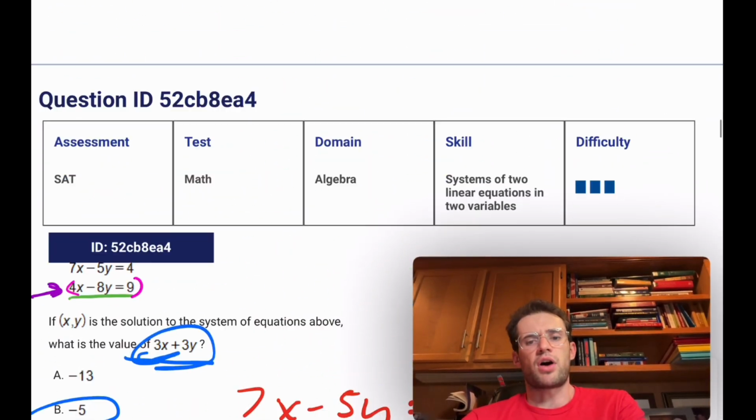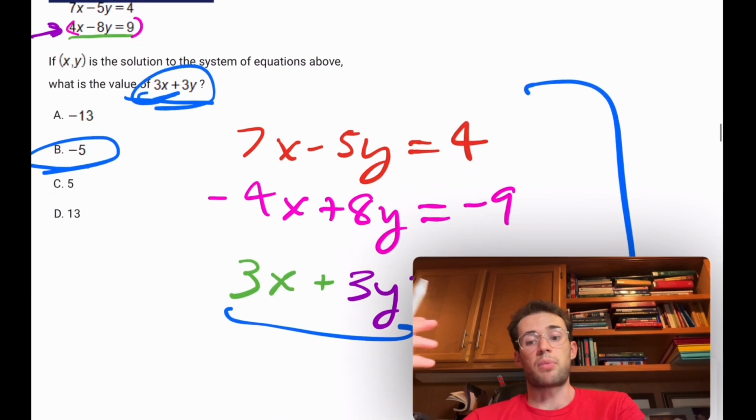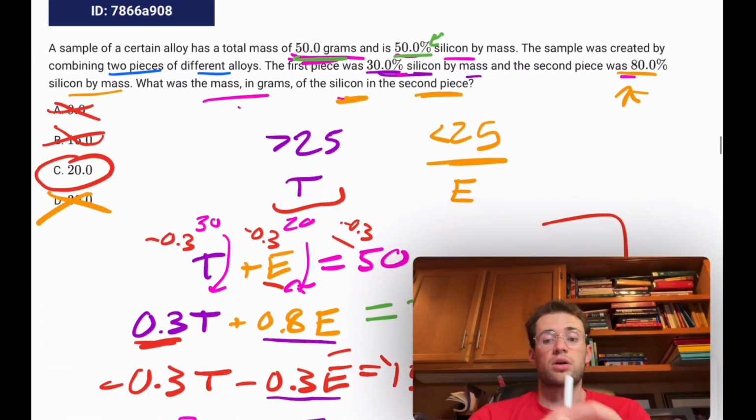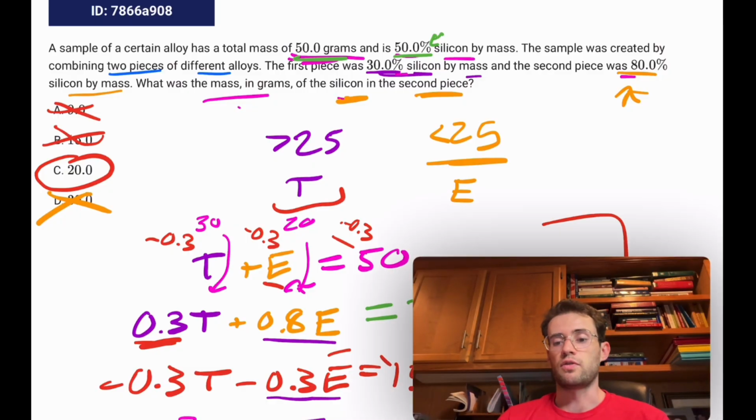Remember, I went over a lot of other hard difficulty systems of two linear equations and two variables questions in part 12. So if you were looking for a specific problem or a specific topic and you didn't find it in here, make sure that you watch those as well. You can look through the video description to find those.